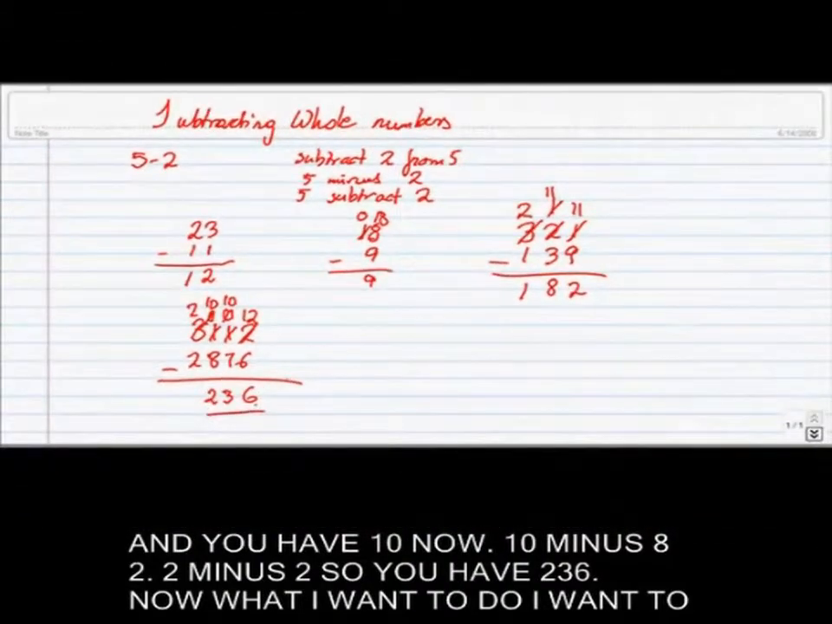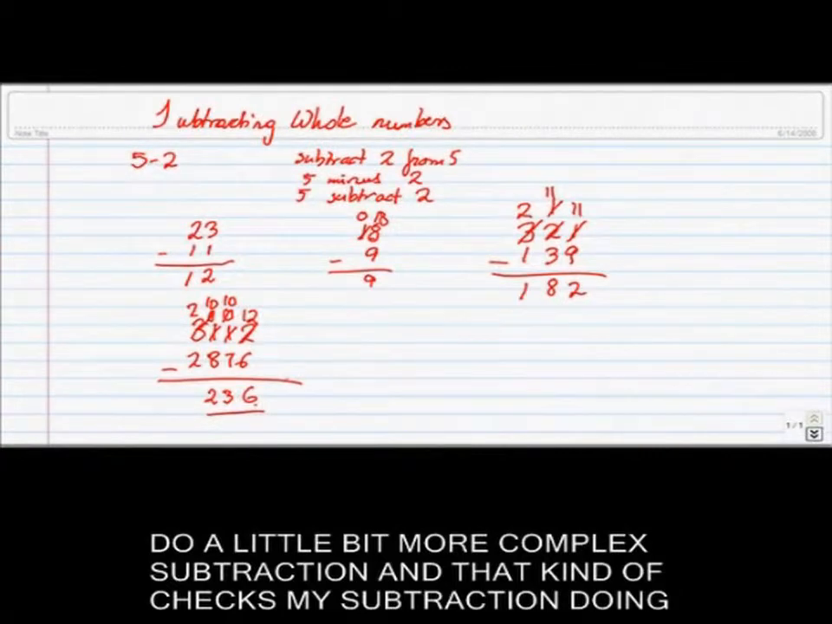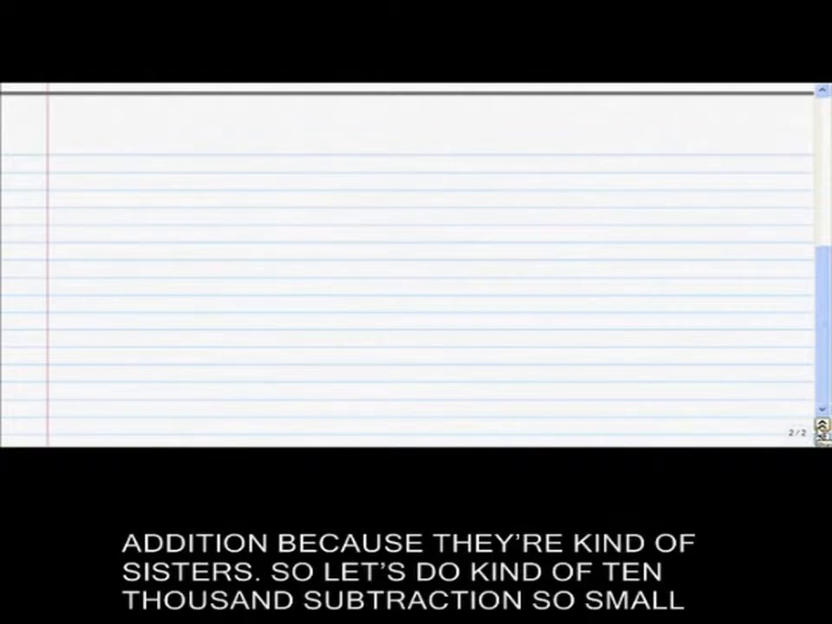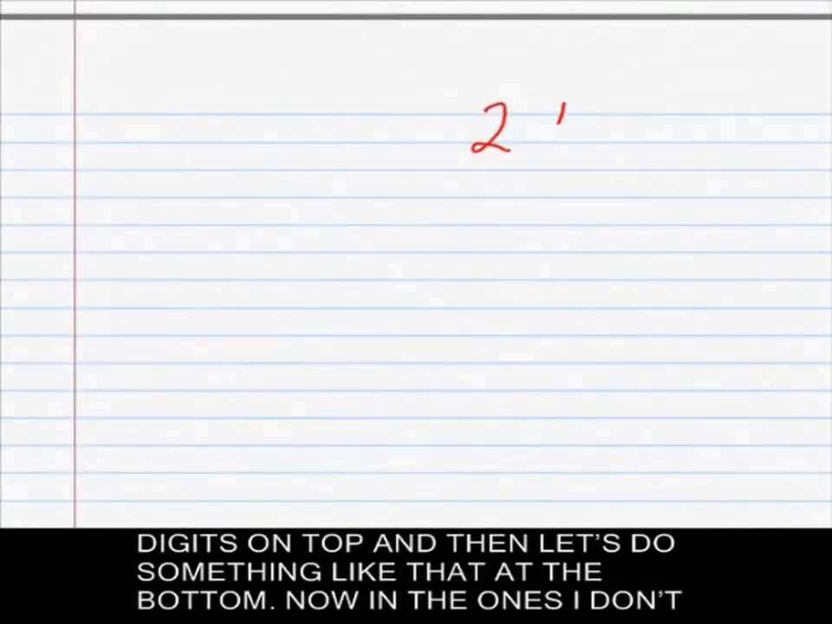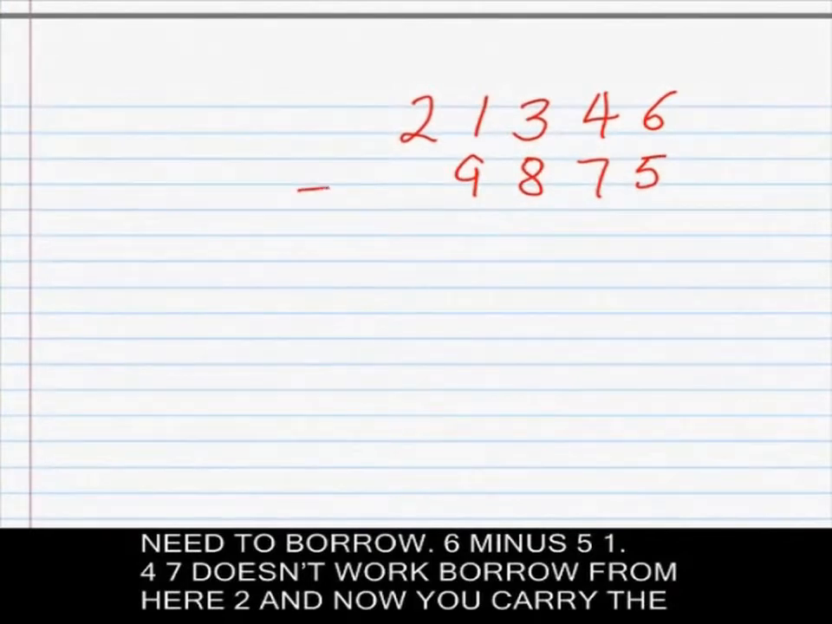Now what I want to do is a little bit more complex subtraction and then check my subtraction by doing addition, because they're kind of sisters. So let's do a kind of 10,000 subtraction. So small digits on top. And then let's do something like that at the bottom. Now in the ones I don't need to borrow. 6 minus 5, 1.